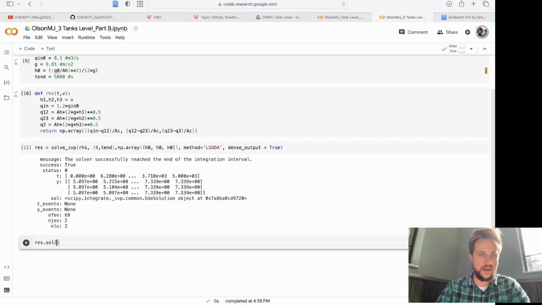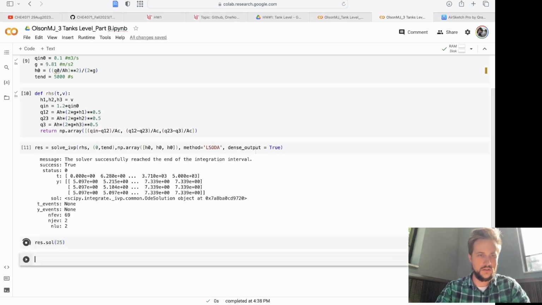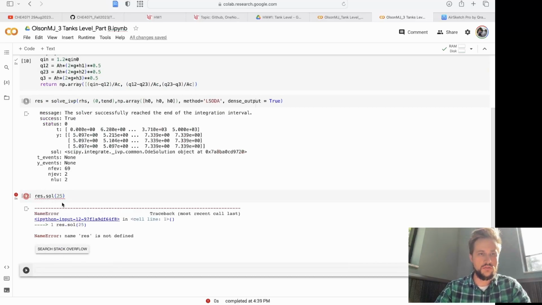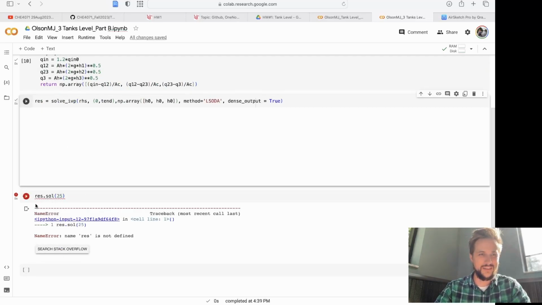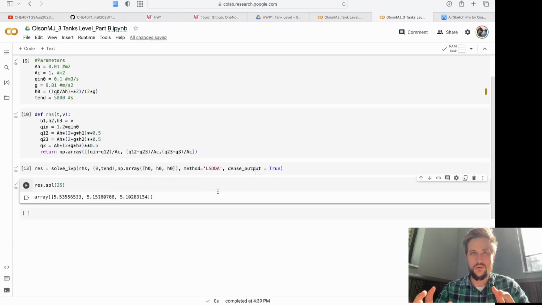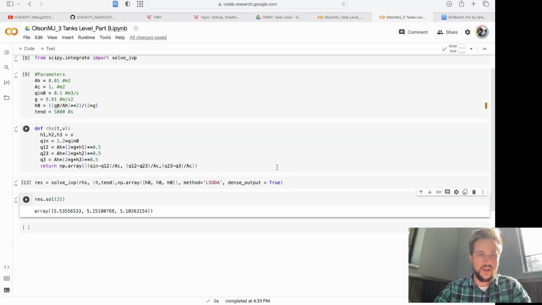That way, if we say, give me at 25 seconds, result is not defined, of course. Keep forgetting to run each time. So now it's giving us our value at 25 seconds in. What are the heights of each tank, tank 1, tank 2, and tank 3? And so this makes sense already right off the bat.